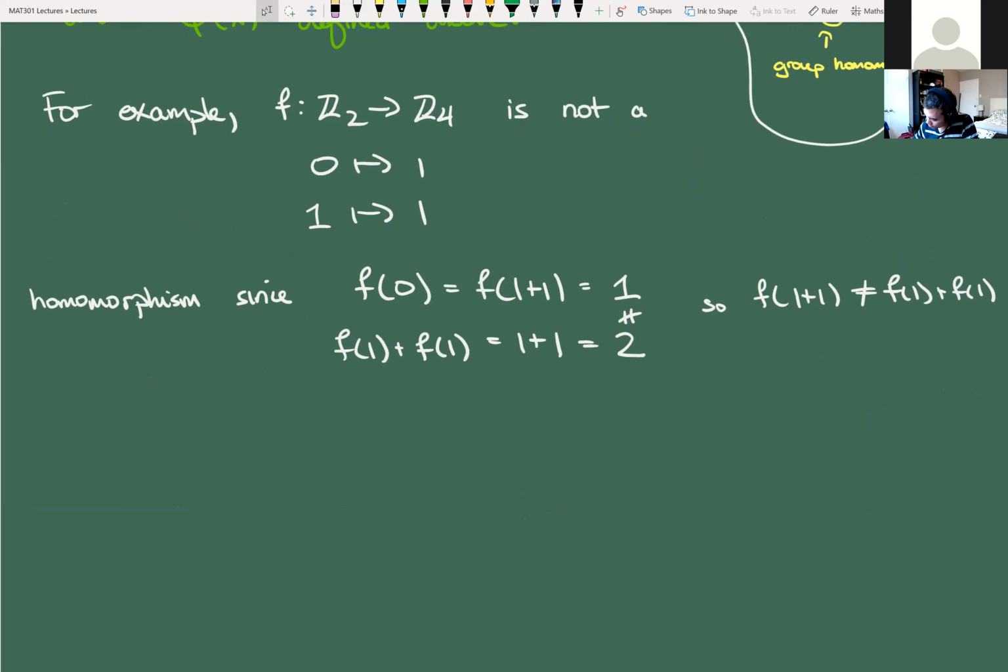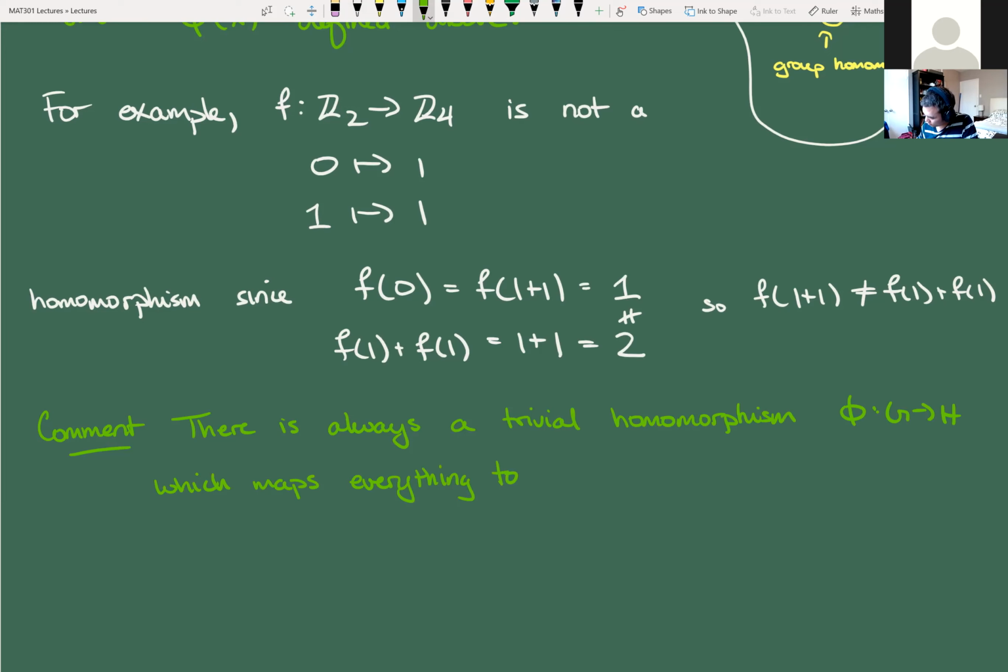Right? So we should state that there's always a trivial homomorphism from G to H, which maps everything to the identity, right? Phi of g is the identity in H for all g in G.